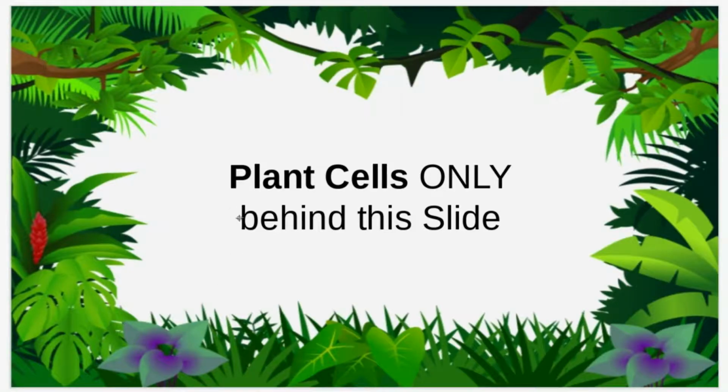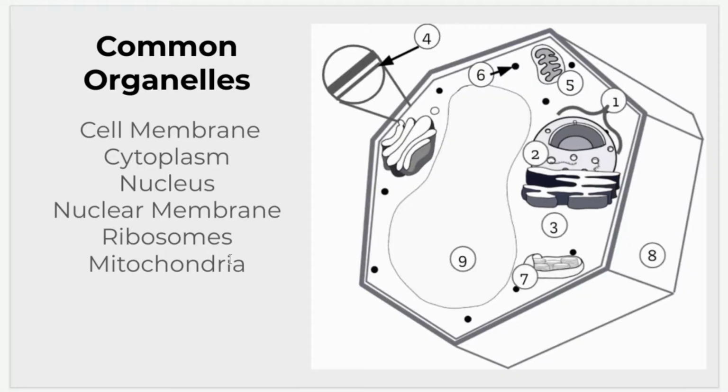All right. Now I need you to write plant cells only. The next three organelles are found only in plant cells. Now, just as a quick reminder, the following organelles are found in both plant and animal cells. One is the cell membrane. Now, for plant cells, this is a tiny bit different.